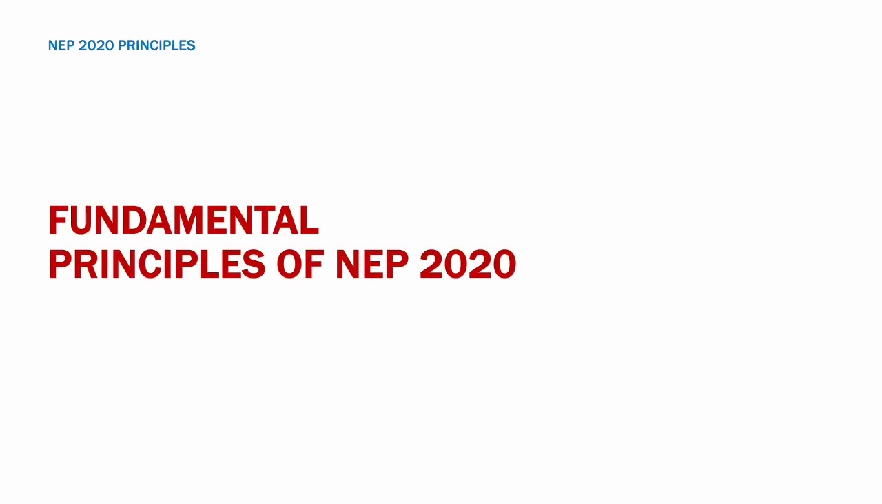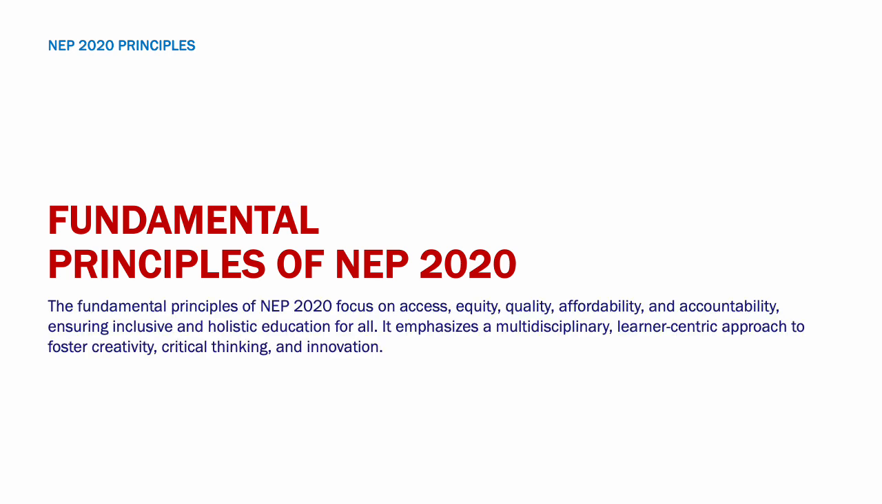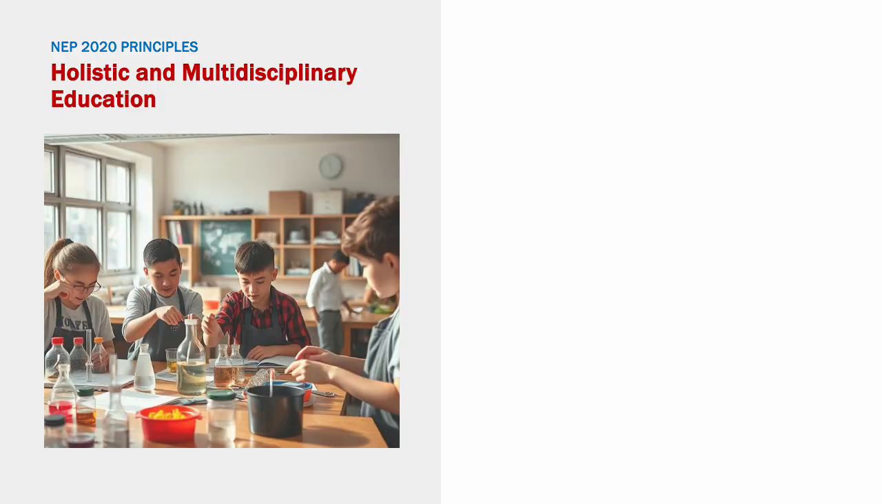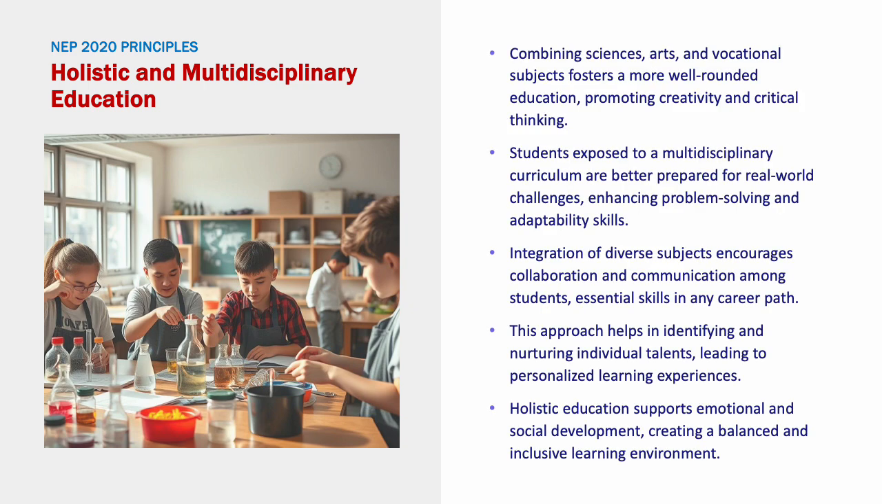Let us now move on to learning about the fundamental principles of NEP 2020. We will discuss each principle in detail in the following slides. Holistic and multidisciplinary education. Combining sciences, arts, and vocational subjects fosters a more well-rounded education, promoting creativity and critical thinking. Students exposed to a multidisciplinary curriculum are better prepared for real-world challenges, enhancing problem-solving and adaptability skills.